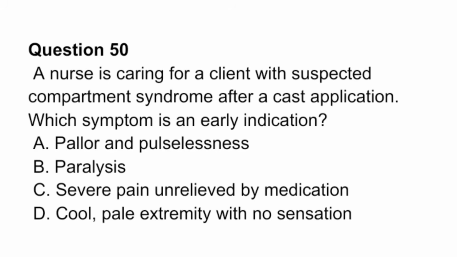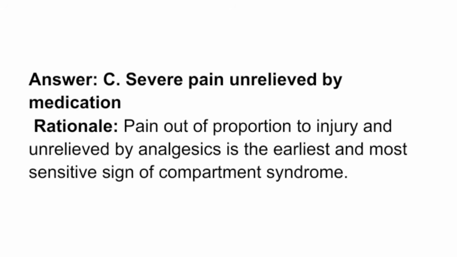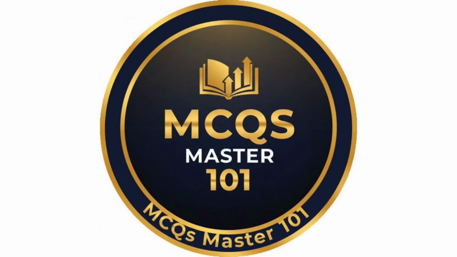Question 50. A nurse is caring for a client with suspected compartment syndrome after a cast application. Which symptom is an early indication? A. Pallor and pulselessness. B. Paralysis. C. Severe pain unrelieved by medication. D. Cool, pale extremity with no sensation. Answer: C. Severe pain unrelieved by medication. Rationale: pain out of proportion to injury and unrelieved by analgesics is the earliest and most sensitive sign of compartment syndrome. Great work completing this review.